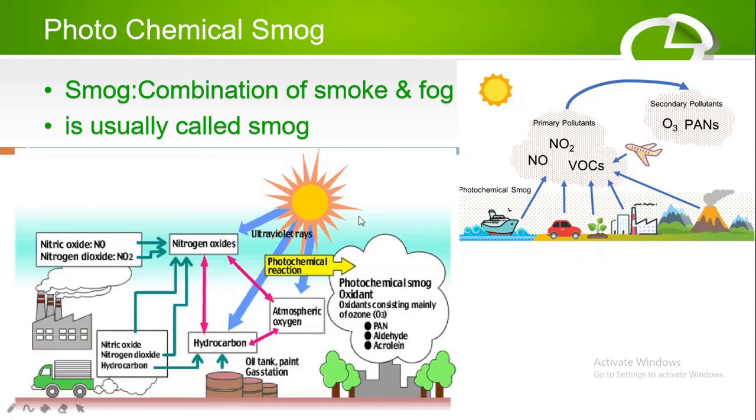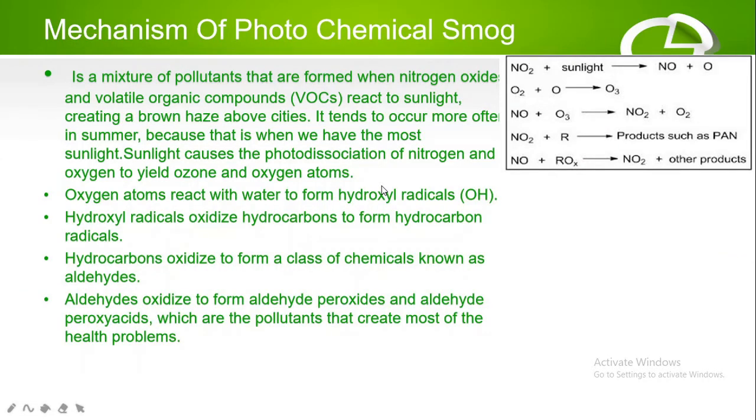So what is the mechanism behind this? It is a mixture of pollutants that are formed when nitrogen oxides and volatile organic compounds react to sunlight, creating a brown haze above cities. It tends to occur more often in summer because that is when we have the most sunlight. Sunlight causes the photodissociation of nitrogen and oxygen compounds. So in the presence of sunlight, photo means light, they are going to be dissociated, and they will yield ozone and oxygen atoms.